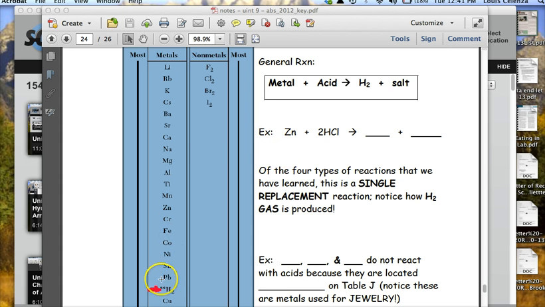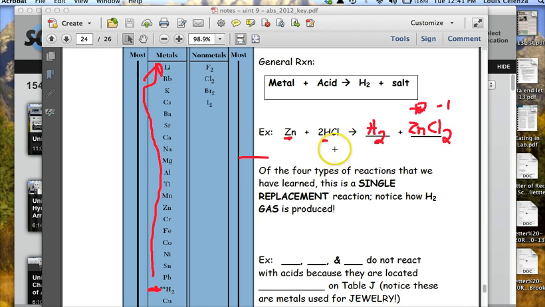Basically, any metal that's above H on this table will react, and they always produce two things. They produce hydrogen gas, and these are single replacement reactions, which means the zinc replaces the H, and it joins with the Cl, and it'll be ZnCl2. Why Cl2? Because zinc's a +2, chlorines are a -1, so you need two of them to cancel out. This is a typical single replacement reaction.